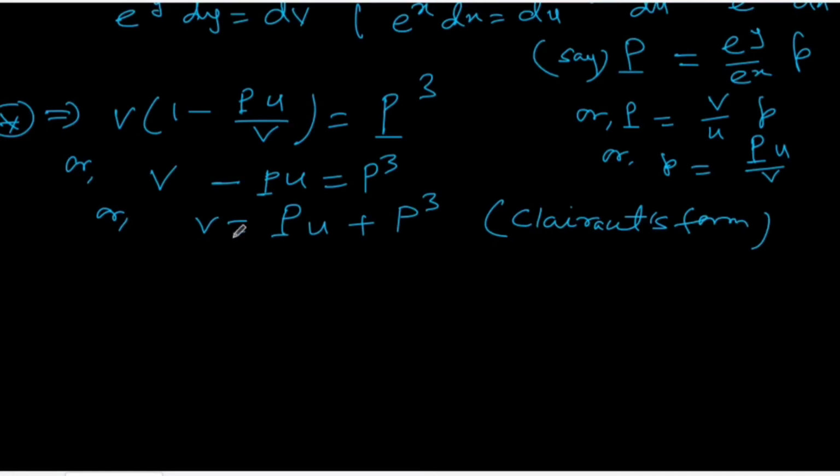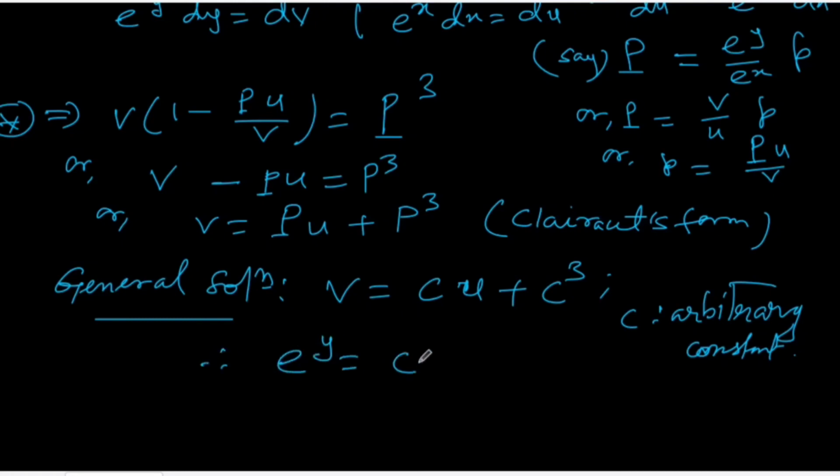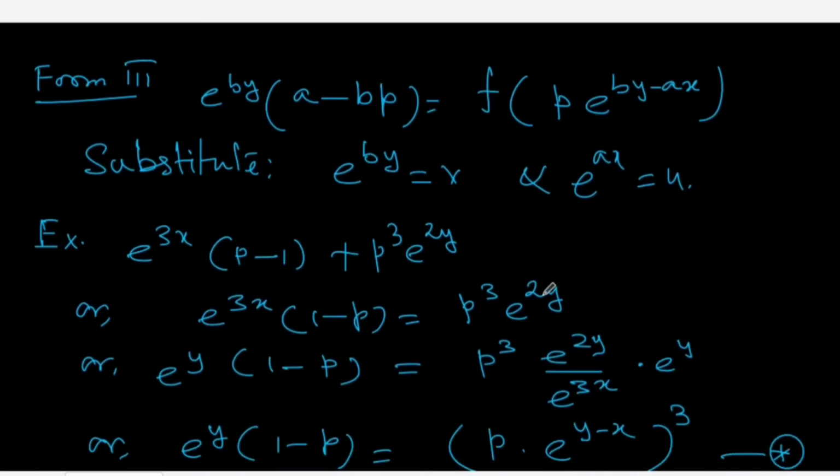The unknown function is v and the independent variable is u. Therefore the general solution is v equals cu plus c cubed, where c is the arbitrary constant. But we have to substitute back the values of v and u. In this case, v is e to the power y and u is e to the power x, so e to the power y equals c e to the power x plus c cubed, which is the solution of equation 1.